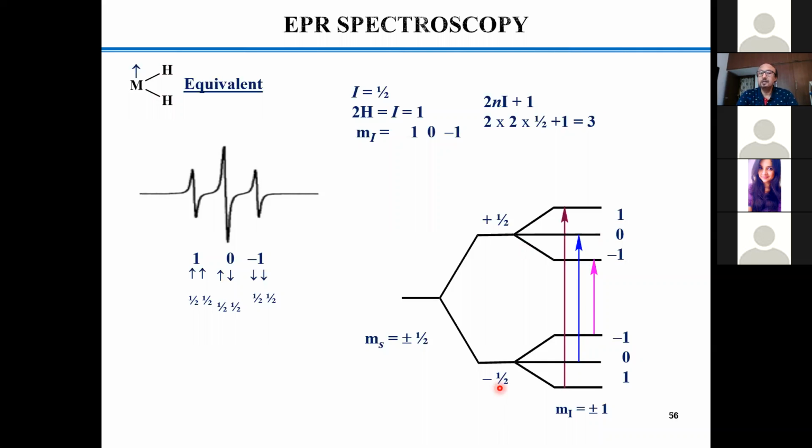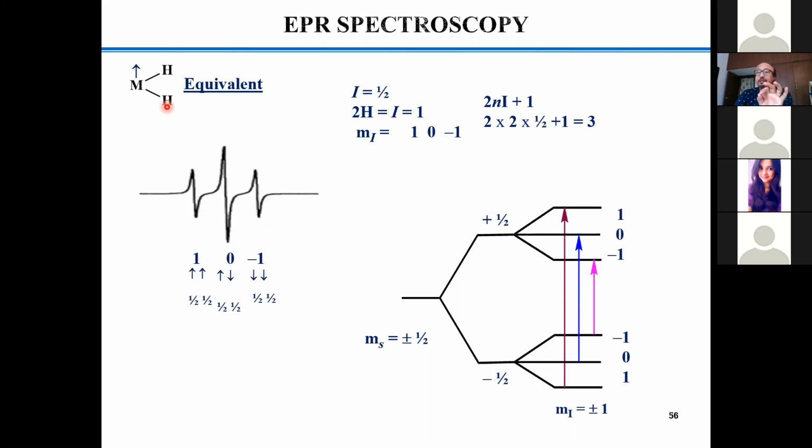If you look at the splitting pattern, it is very simple, as we have already talked about. Here only one thing to remember: these two are equivalent, like your CH3 radical. These two are equivalent, so we need not consider this plus this. If you consider this plus this, then that would be different, and it will be 4 lines, right? So you have to consider equivalent centers, like the methyl radical.